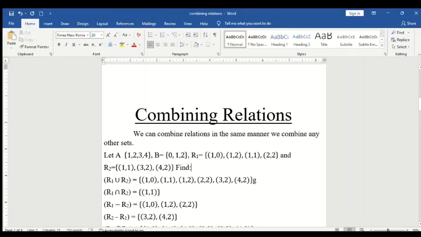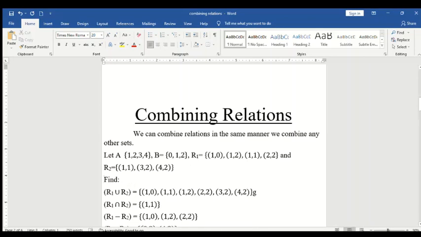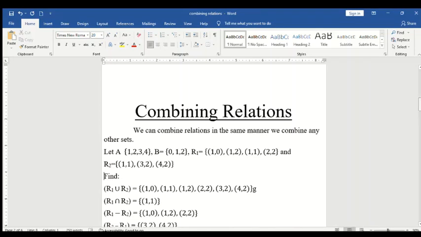So let's say for example we have relation R1 having the elements (1, 0), (1, 2), (1, 1) and (2, 2), while the other relation R2 has the elements (1, 1), (3, 2) and (4, 2). So we are finding the union of the two relations.